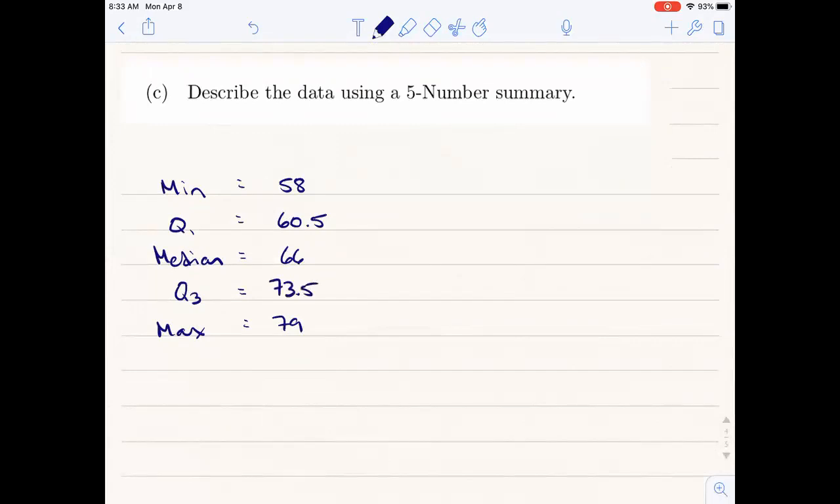You can see how important it is. This was a long time ago that we did these, but it's important that you remember to sort your data before you try to find your quartiles. So there's your 5-number summary. Great.